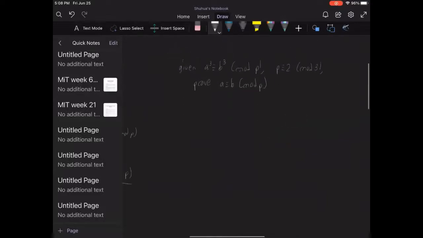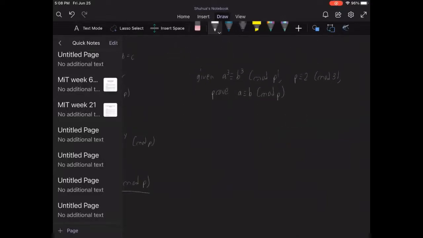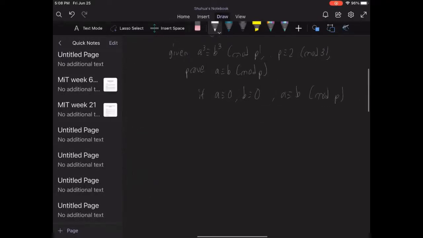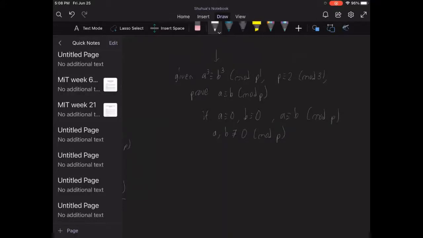So our first step will be to deal with the edge case where both are 0. If A is congruent to 0, then obviously from this equation we have that B is congruent to 0 mod P, so A is congruent to B mod P. And that's kind of boring. So now we can assume that A and B are not congruent to 0 mod P. And what this lets us do is we can multiply by the inverse of B.